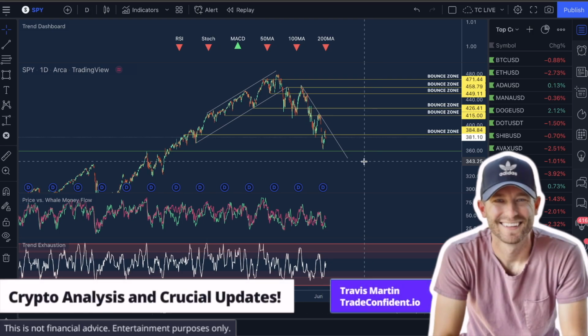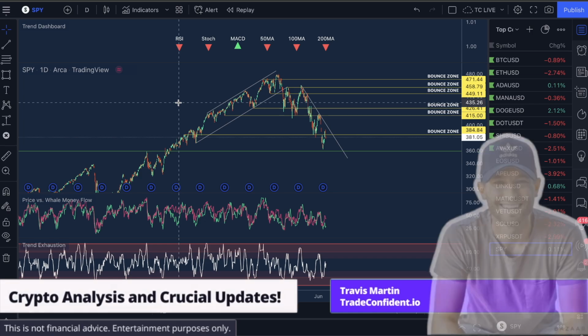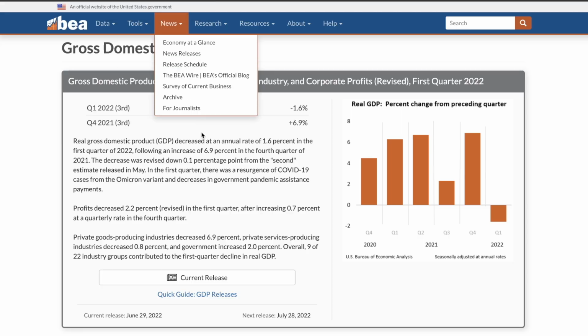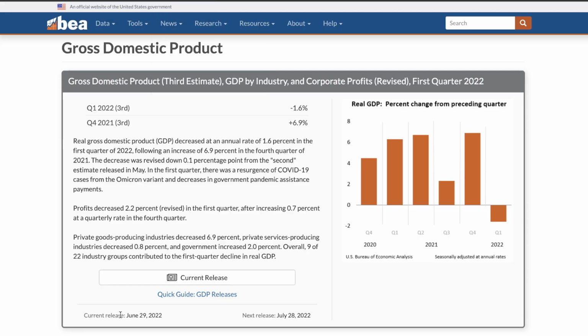Let's try to make some sense of this GDP report. If you guys don't know what GDP is, it's basically the gross domestic product report. It came out today, June 29th, 2022. And here's the data, guys. The gross domestic product, GDP, decreased at an annual rate of 1.6% in the first quarter of 2022.